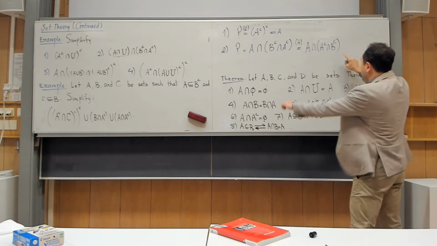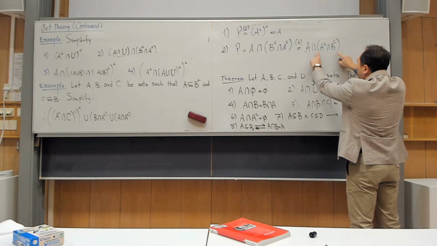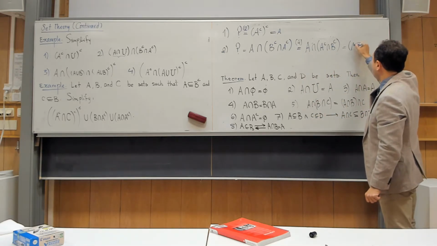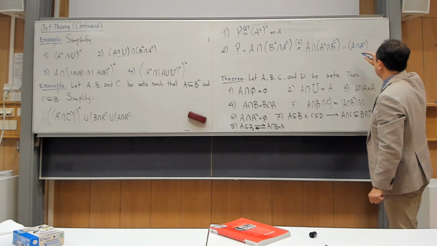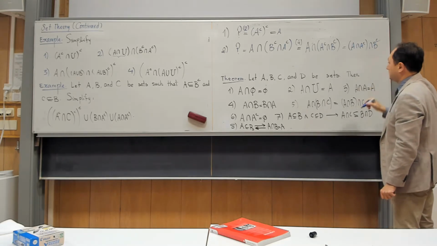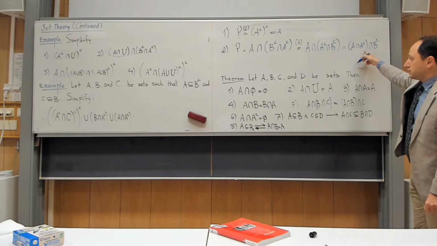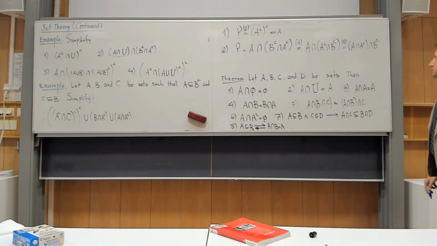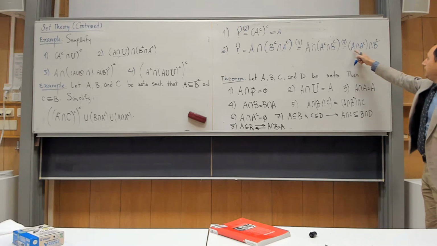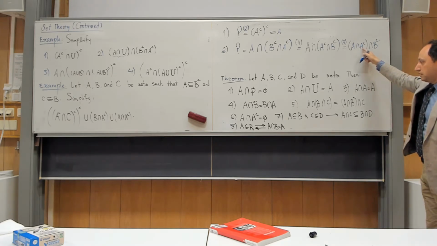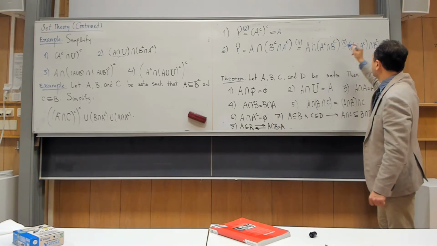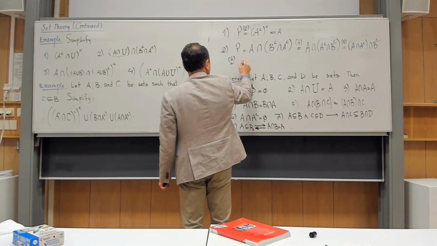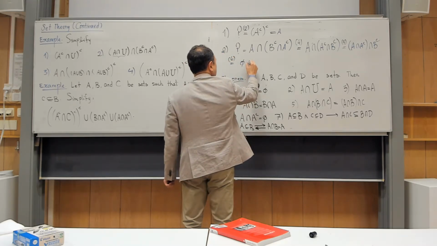And I use associativity to take this pair of brackets and put them around these two. Yes? So then it becomes A intersection A complement and then intersection B complement. Which property have I used here? Property number 5. Yes? And now A intersection A complement is property number 6, which is the empty set.